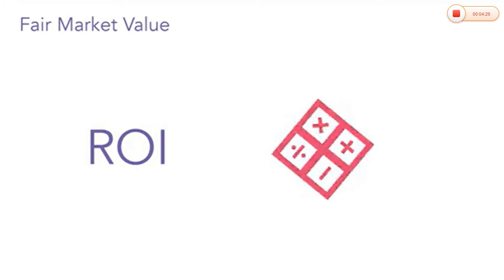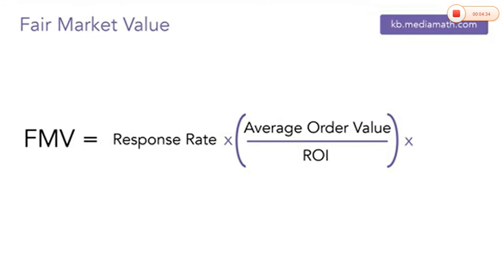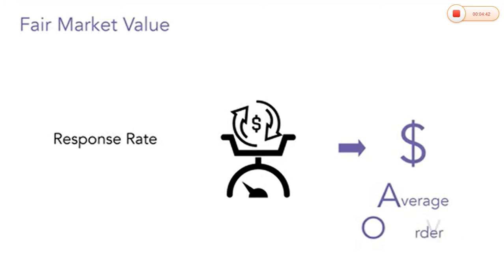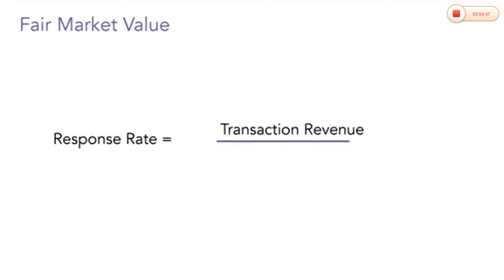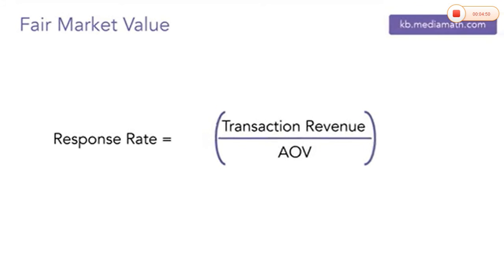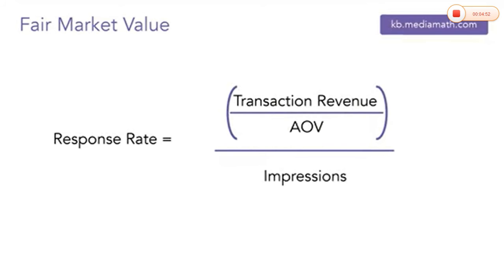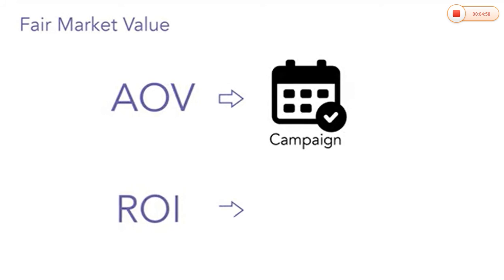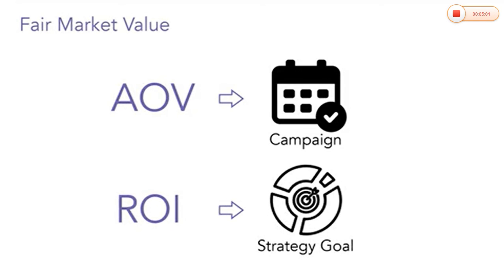For an ROI goal, the fair market value is calculated using a slightly different formula, where FMV equals response rate multiplied by average order value over ROI multiplied by 1,000. The response rate is the impression's average conversion rate with respect to average order value, or AOV. It is calculated by dividing the revenue from each transaction by the average order value, and dividing this by the number of impressions. AOV is declared at a campaign level, whilst ROI represents the strategy's ROI goal.